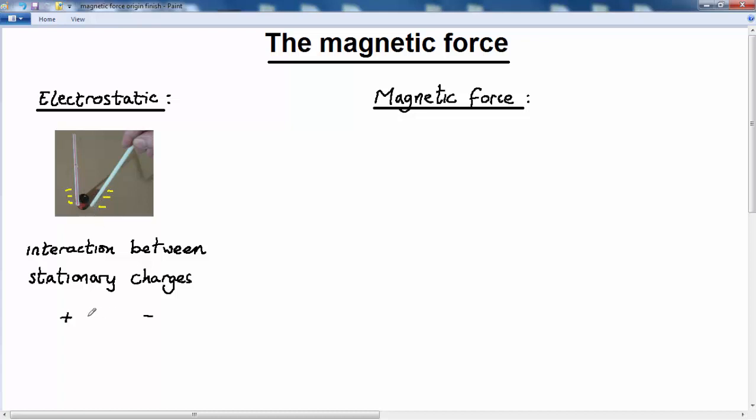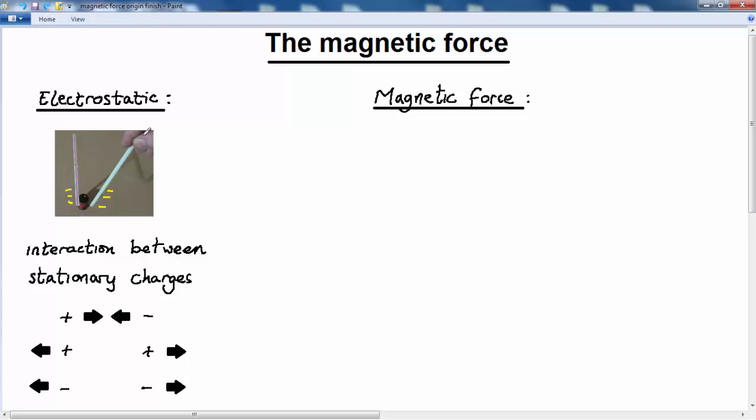So charges can be both negative and positive, and they will interact with each other in different ways. If the charges are opposite charges, then they will attract. If the charges are like charges, negative, negative, or positive, positive, then they will repel, as this simple experiment demonstrates. Okay, so two types of charge, positive, negative, and two types of interaction, attracting and repelling.